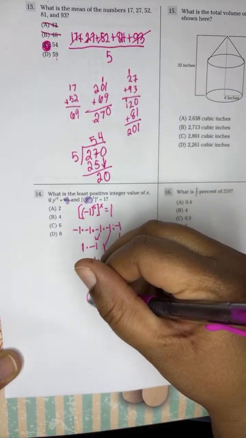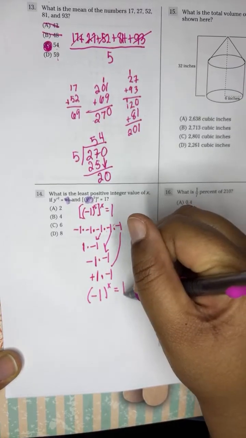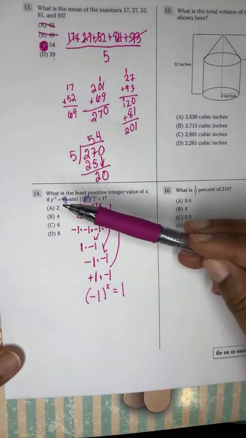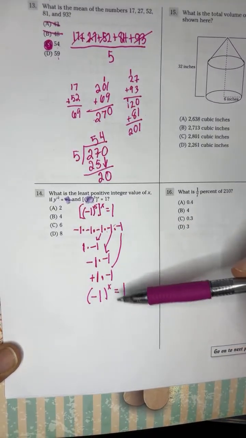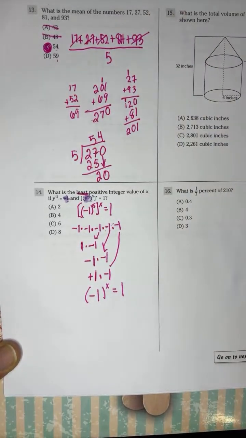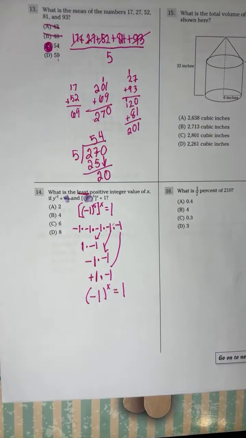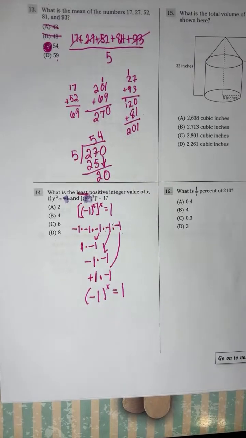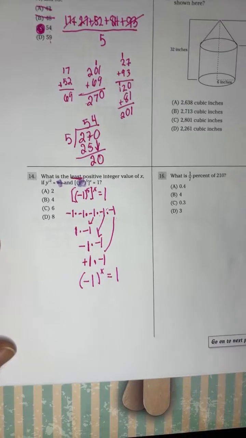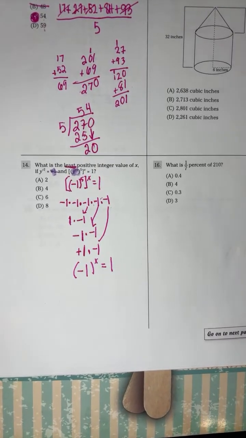Okay, now we have that to the x power equals 1. Well, what power, right? What is the least? That's the key word there. What is the least positive integer that will cause it to be equal to 1? Put in the chat. What do you guys get for number 14? Do you get A, B, C, or D?